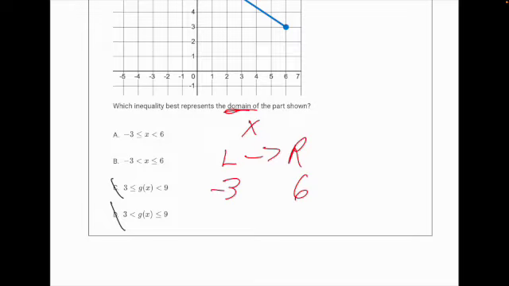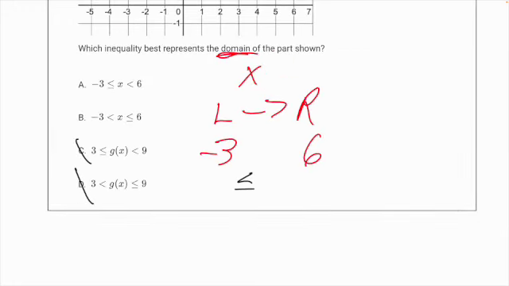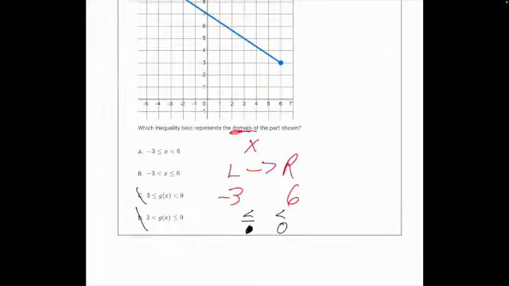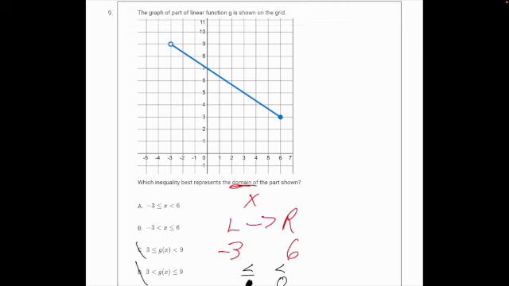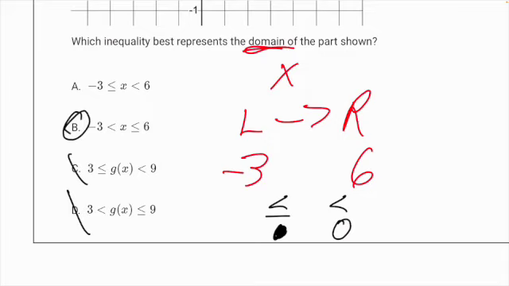Okay? Now, here's my next problem. A and B are very similar, but there is a difference. Guys, remember, if it is less than or equal to, it is a closed circle. If it's just less than, it is an open circle. So check it out over here, guys. I have an open circle, which means I need just an open sign. I have a closed circle, so it needs to be a closed sign. So which one has an open and then closed sign? B. That one is kind of a tricky one.